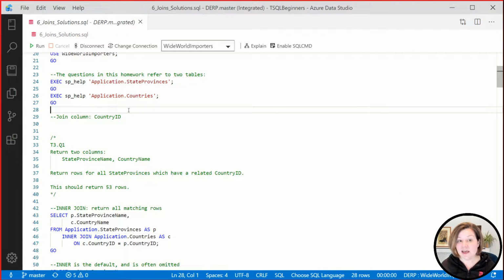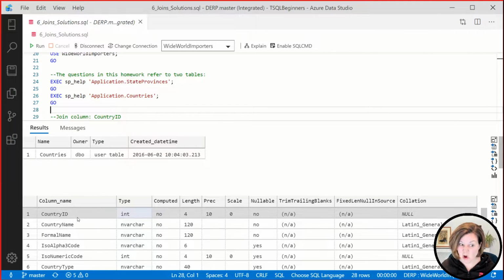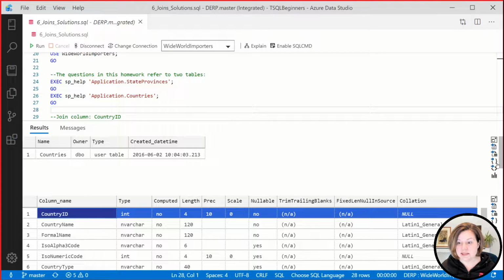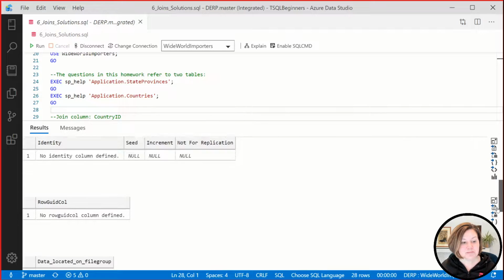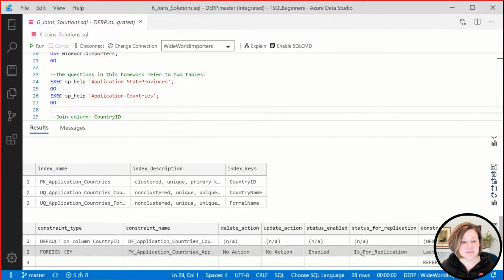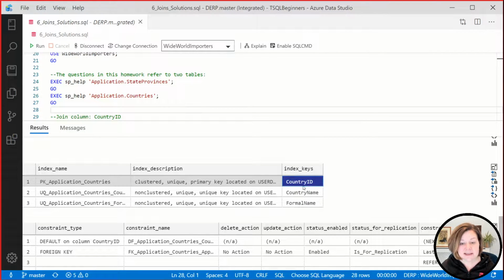Sometimes for a database, you'll get an entity relationship diagram that describes the relationships between the tables. In this case, I just did Control-R to bring that results pane back up. This column here on the countries table, if we look down at this, there is a clustered primary key on this. This is the primary key of the table. In other words, it is a logical key. It uniquely identifies every row in the table.